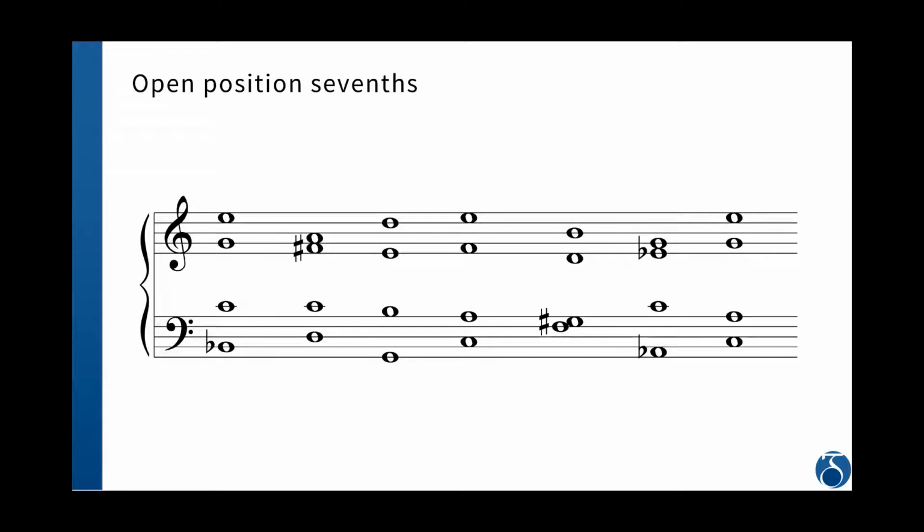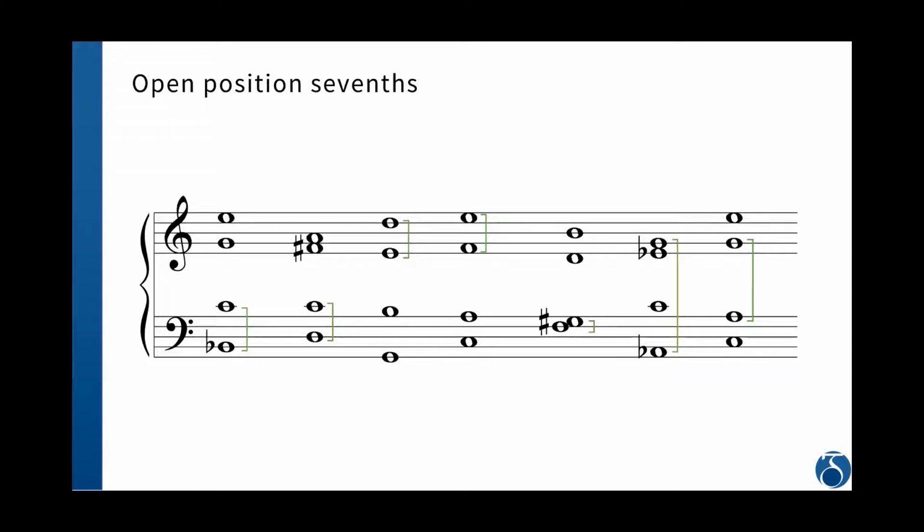Just like triads, seventh chords can appear in open position as well, stretched out over more than one octave and on one or more staves. But you're still looking for the same thing. You're looking for seconds and sevenths. If you see a seventh, it's the lower note that's going to become the root. If you see a second, it's the upper note that's the root. So I've identified them here in green.